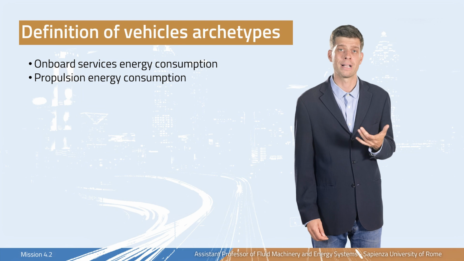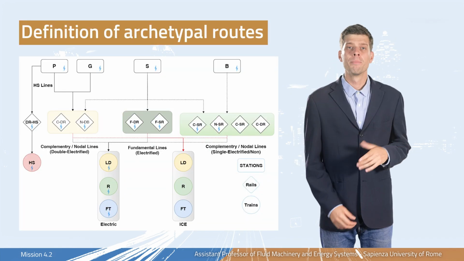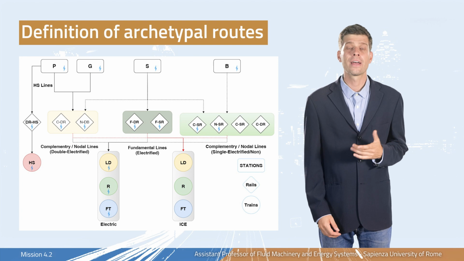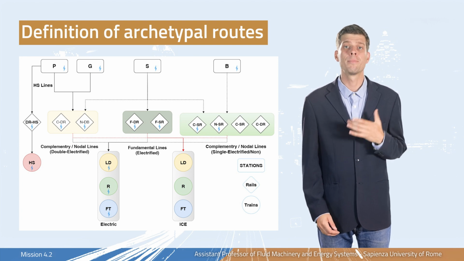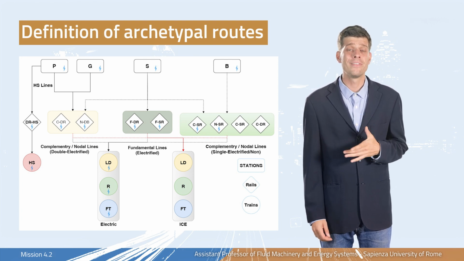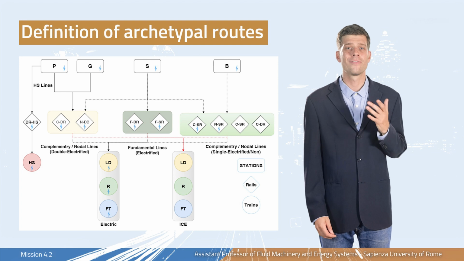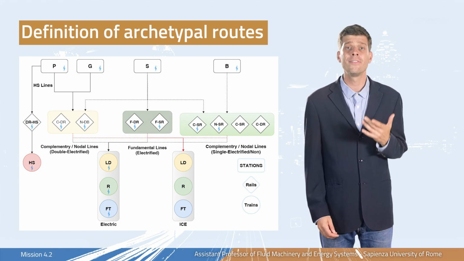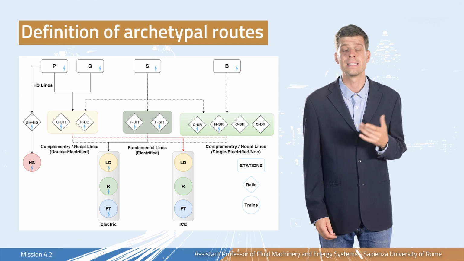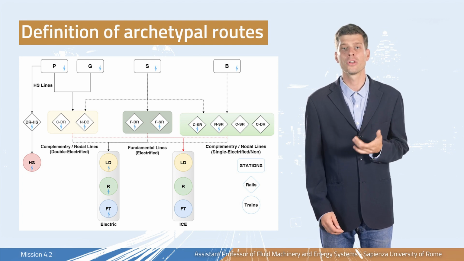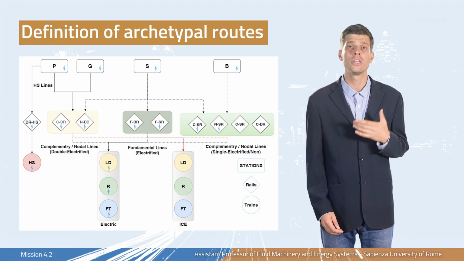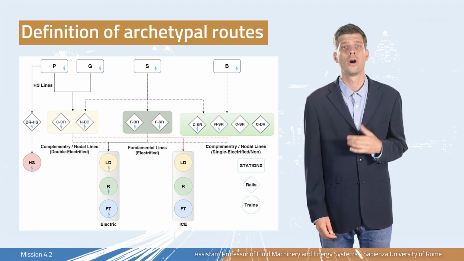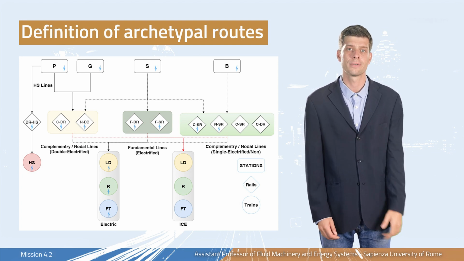The possible combination of archetypal stations, lines, and vehicles creates around 97 archetypal routes. The identification of archetypal routes as functional units within an energy demand model is a significant outcome of this analysis, enabling the simulation and prediction of energy usage under diverse scenarios and the evaluation of decarbonization strategies.